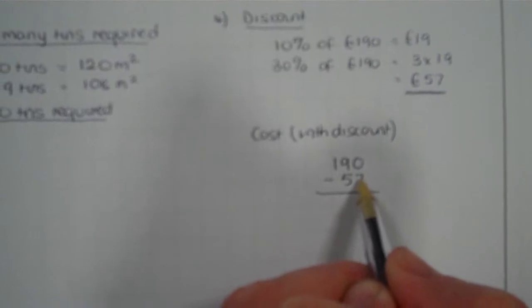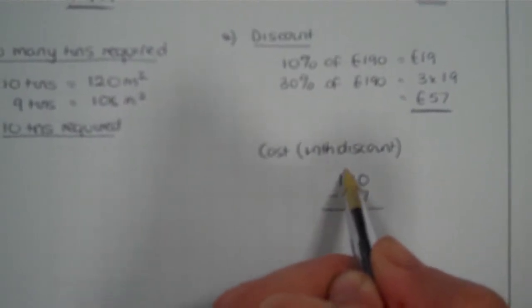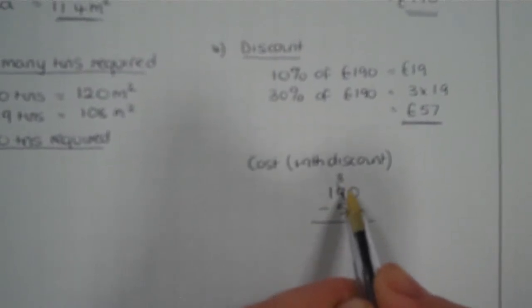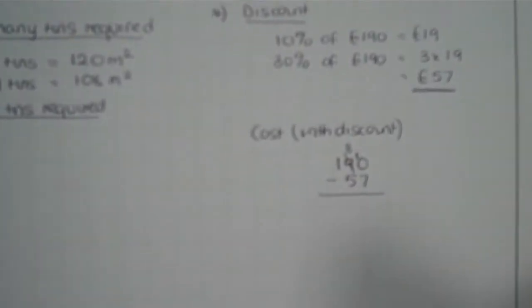0 take away 7 I can't do because the bottom number's bigger. So I'm going to borrow at the top. The 9 becomes an 8 and the one it's borrowed becomes a 10. So I get 10 take away 7 is 3, 8 take away 5 is 3, 1 take away nothing is 1. So the cost with discount is equal to £133. It says here the caretaker has £130.